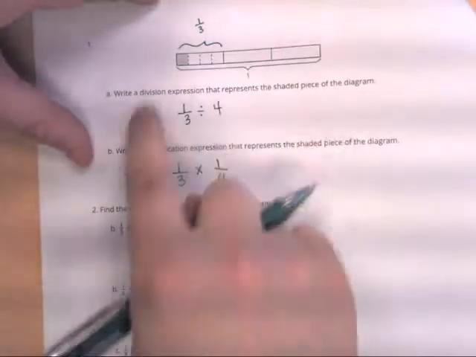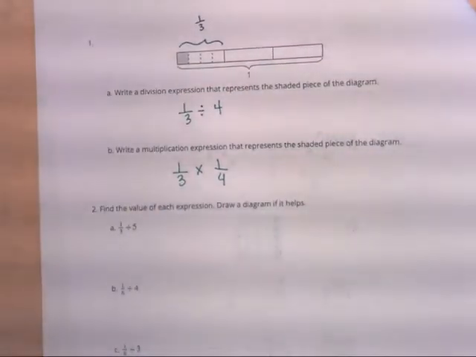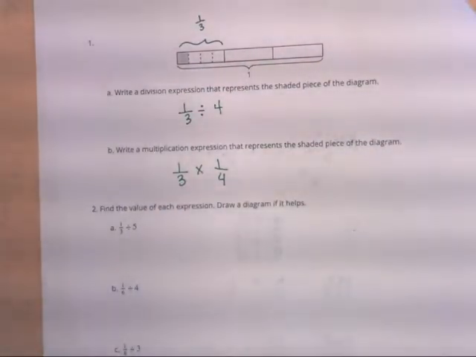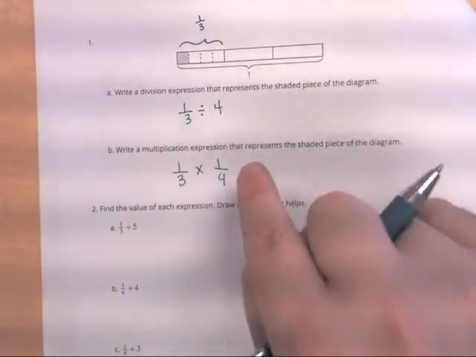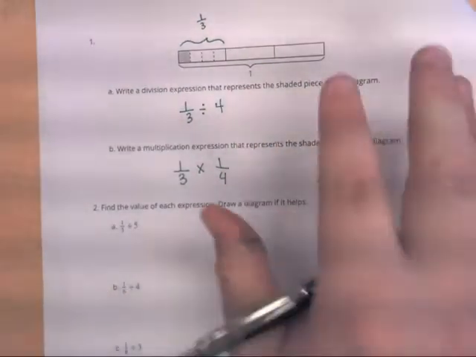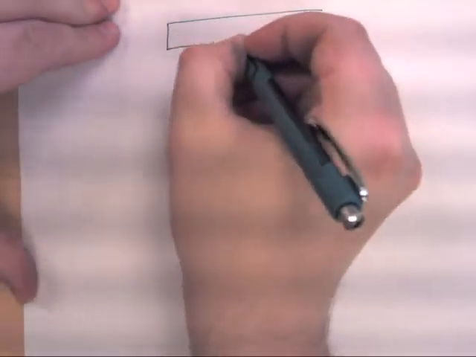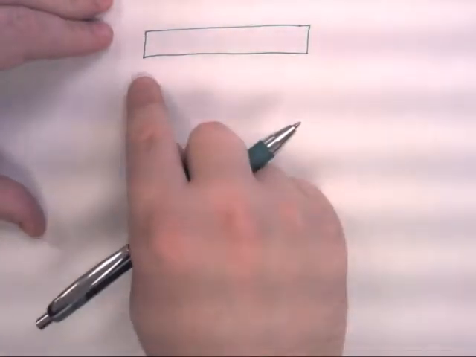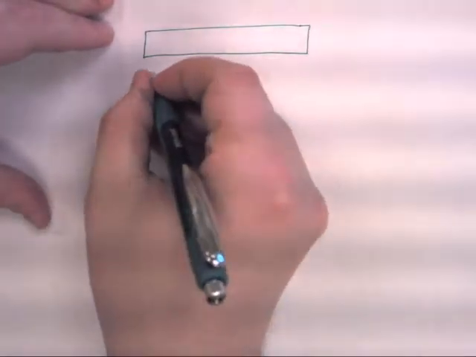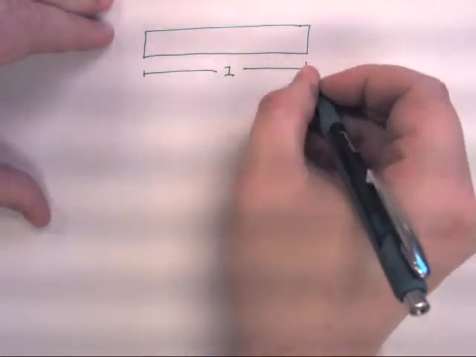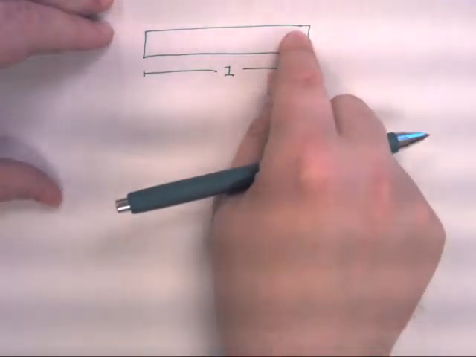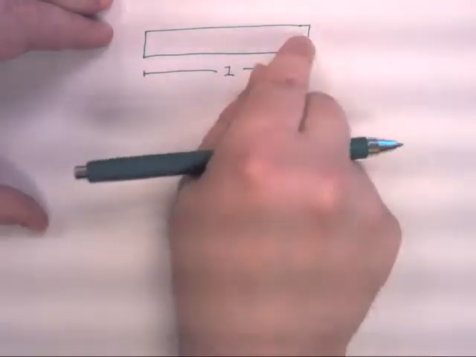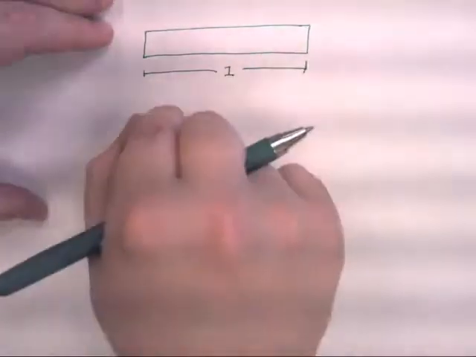So I want to draw a couple more diagrams like this, because coming up with a division and multiplication expression for the same situation may be a bit confusing for some students. So starting out with a diagram such as this, and I'm drawing in front of you, it may be a bit easier to see what I'm doing. So this one below the diagram here is just informing us that this represents one whole. It could be one whole anything, but in the problem it's 1.